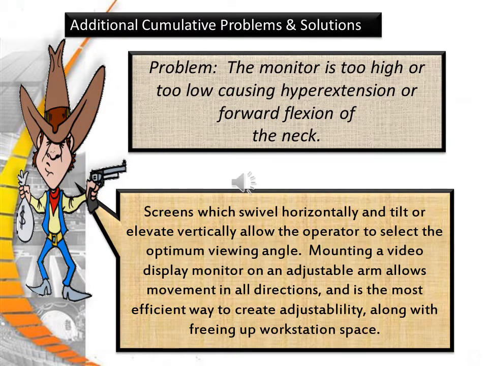Problem: the monitor is too high or too low, causing hyperextension or forward flexion of the neck. Screens which swivel horizontally or tilt and elevate vertically allow the user to select the optimum viewing angle. Mounting a video display monitor on an adjustable arm allows movement in all directions and is the most efficient way to create adjustability along with freeing up the workstation.